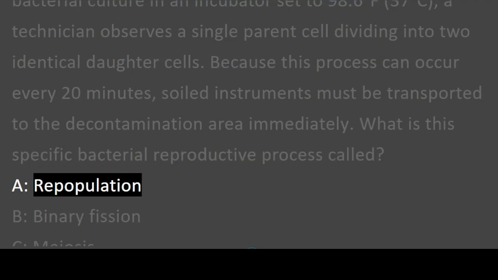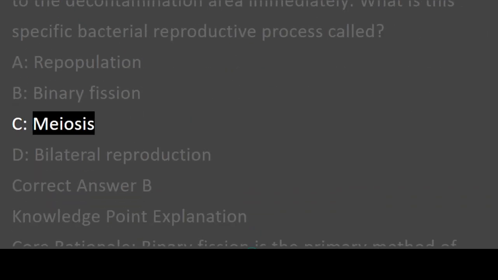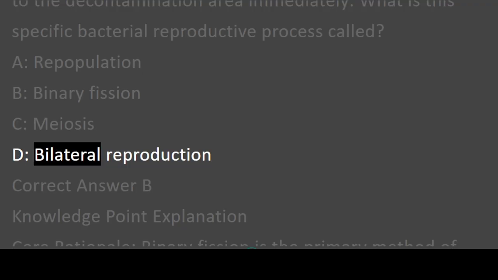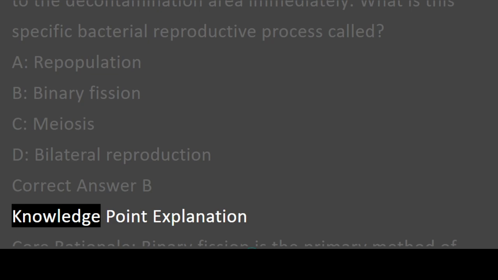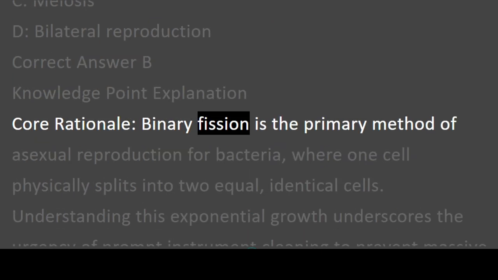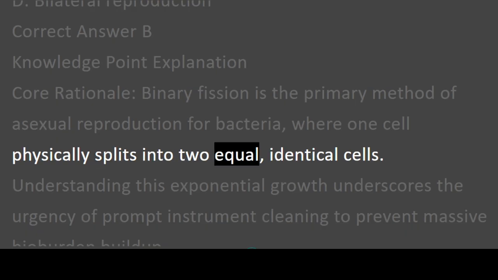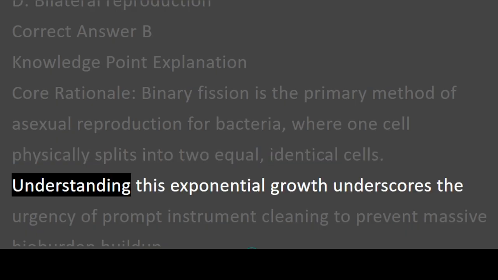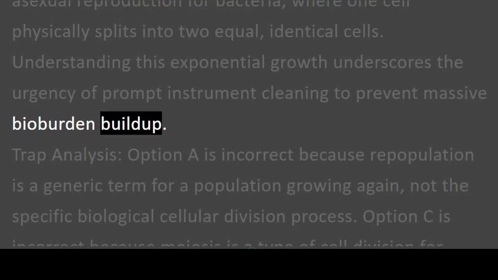A. Repopulation. B. Binary fission. C. Meiosis. D. Bilateral reproduction. Correct answer B. Knowledge point explanation. Core rationale. Binary fission is the primary method of asexual reproduction for bacteria, where one cell physically splits into two equal, identical cells. Understanding this exponential growth underscores the urgency of prompt instrument cleaning to prevent massive bioburden buildup.